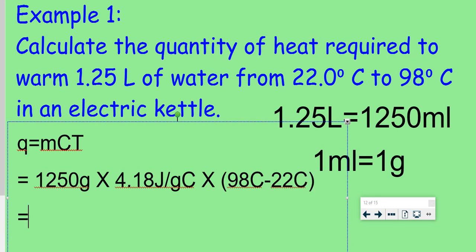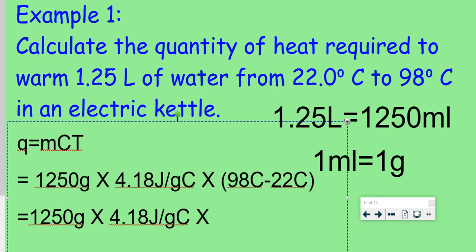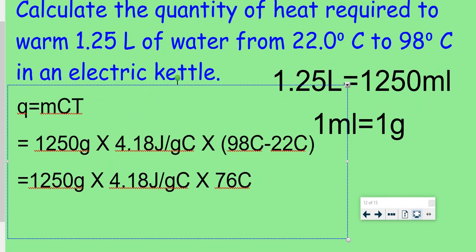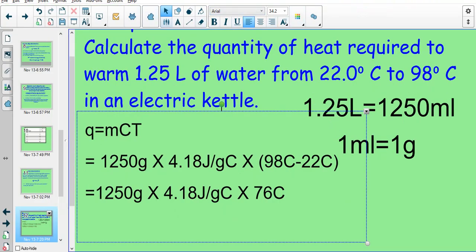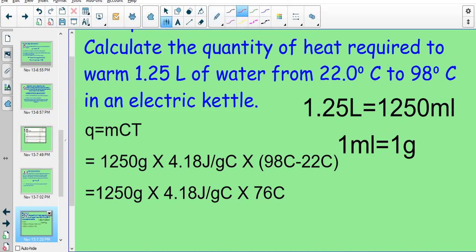We'll do a little bit of elementary school math and simplify. .76 degrees Celsius. Now I'll pause here because I want to show you that units are important. So we have grams over grams, they cancel out. Celsius over Celsius, they cancel out. What we're left with are joules. Joules are what we need because we're trying to figure out how much heat is required.